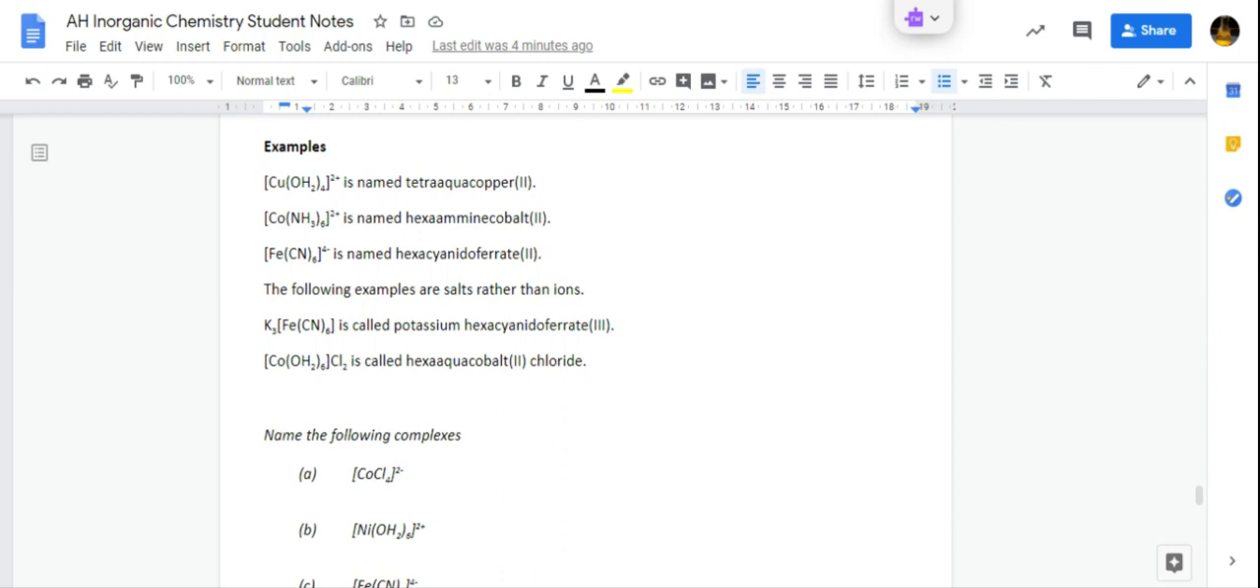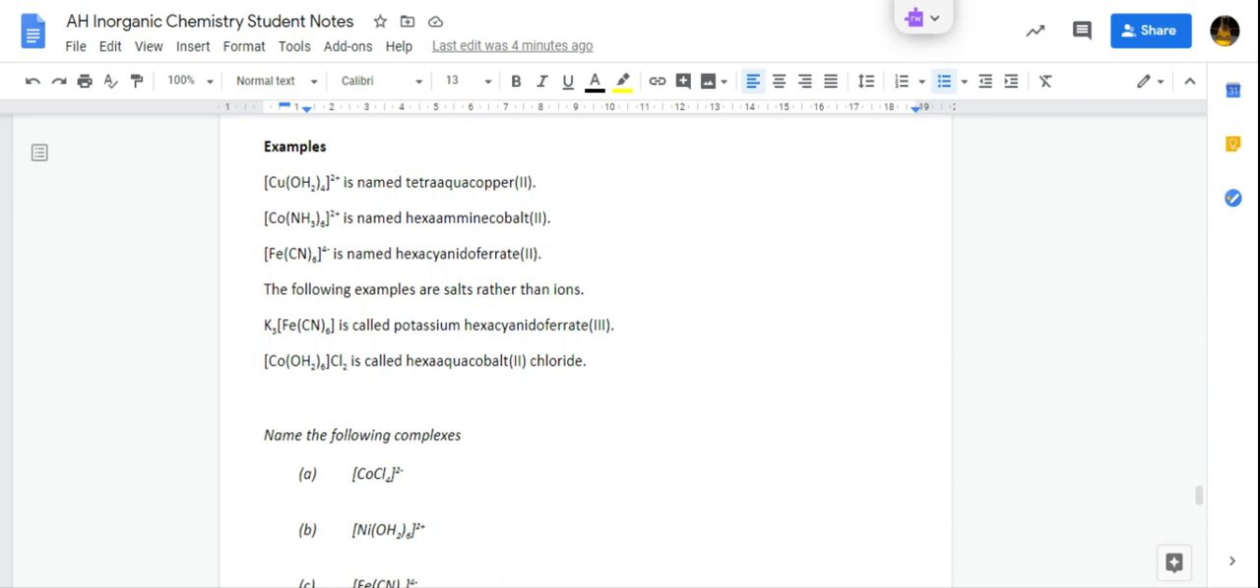The next 2 examples are salts rather than ions. Just as with any old salt, even if there's potassium chloride, you'd always put the potassium first. So the positive ion, potassium, goes first. And now we're just naming the complex ion as we had done before. So we've got 6 cyanido ions.